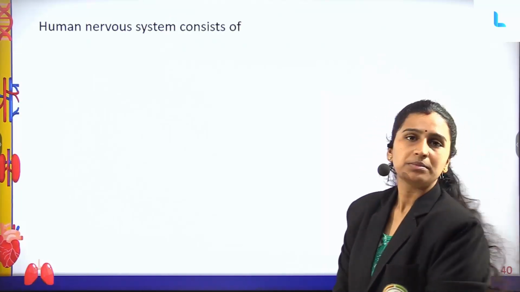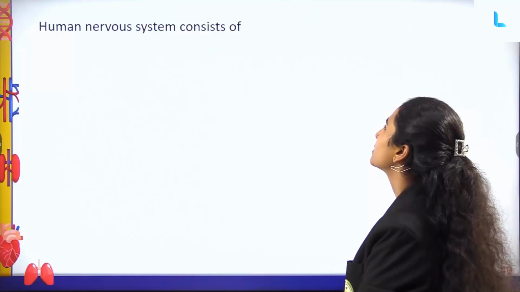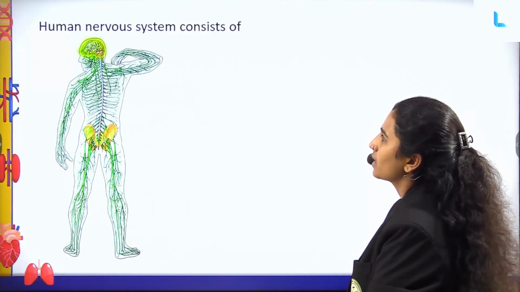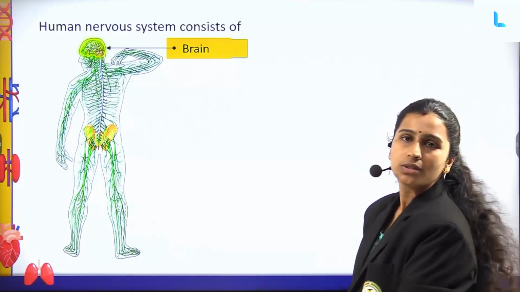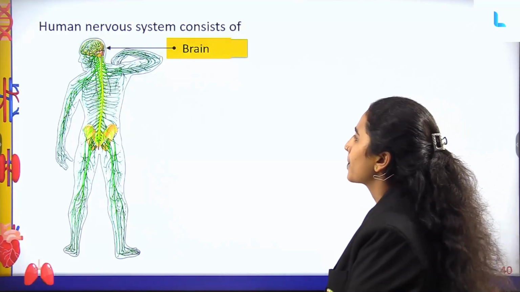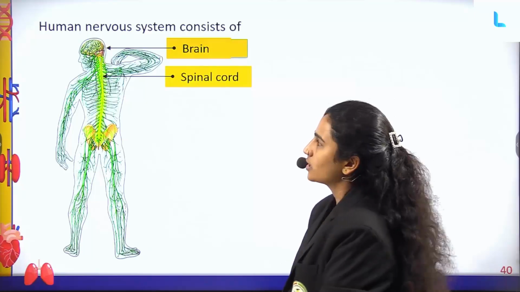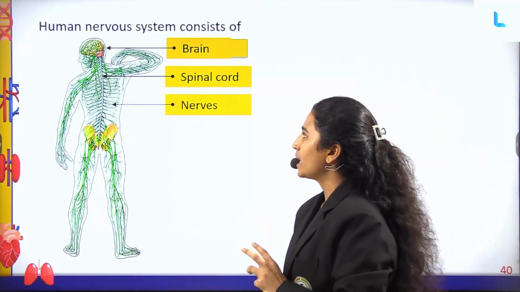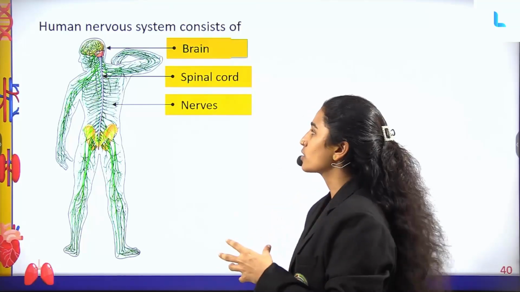So the human nervous system consists of the brain, which will comprise two parts, and the spinal cord. So this is what our nervous system is going to comprise of, and the nerves which are going to arise from the spinal cord.